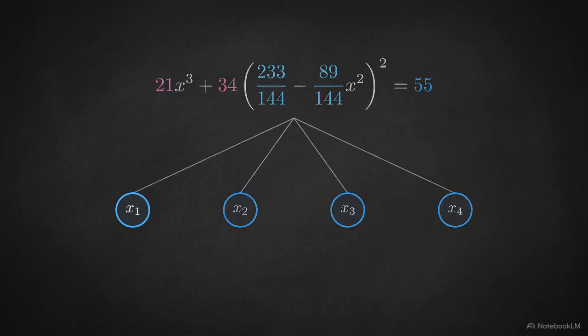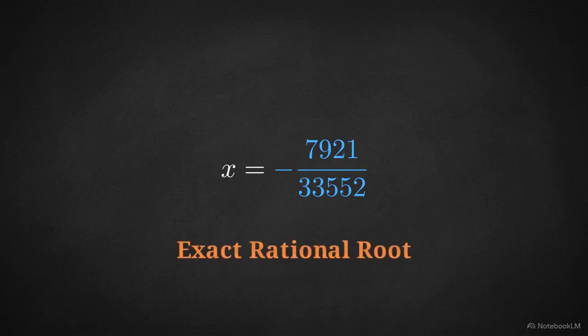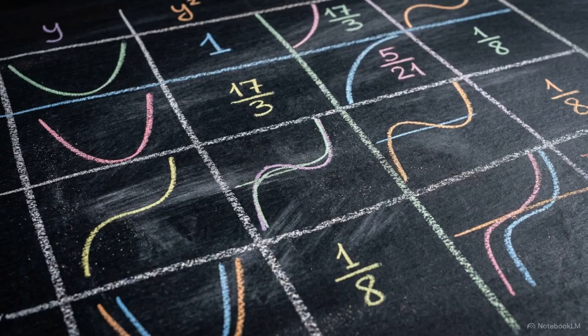From these results, we can isolate an exact rational root, negative 7,921 over 33,552. The underlying mathematical architecture forces these rational factors to appear, maintaining the predicted Vieta trace sums.